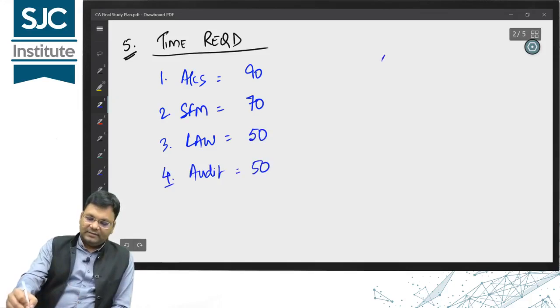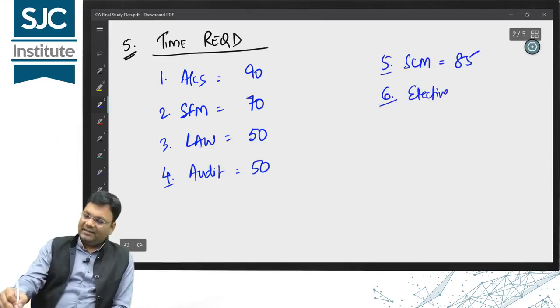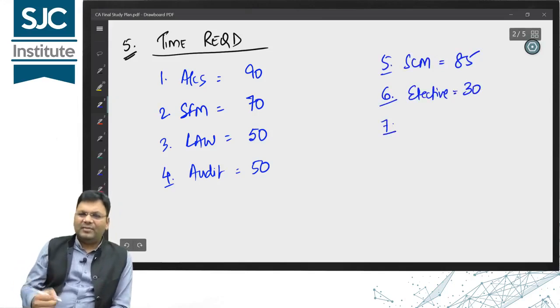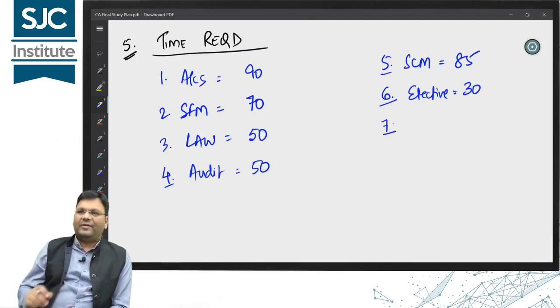Then fifth, for costing, that is SCM, you have approximately 85. Then for the elective subject, if you are taking tuitions, that can be approximately 30. This is an approximate figure. I'm not telling you that this is the standard number of classes.